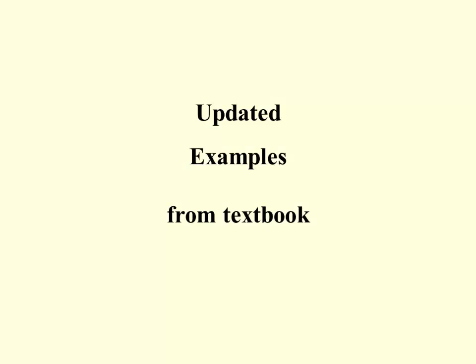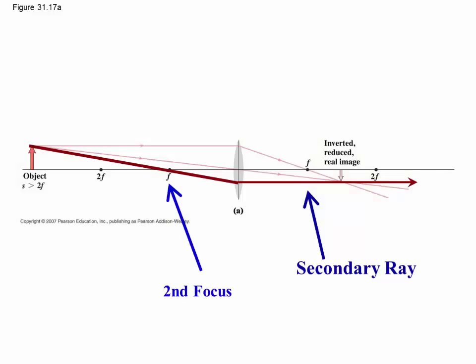Okay, so there's a couple of examples in the book. I've updated them just to show how these rays work. So the first is sort of a standard real image case. The secondary ray uses that secondary focus on the left. So you can see where the primary ray is there, parallel to focus, and this is the focus to parallel ray that I've added to the picture.